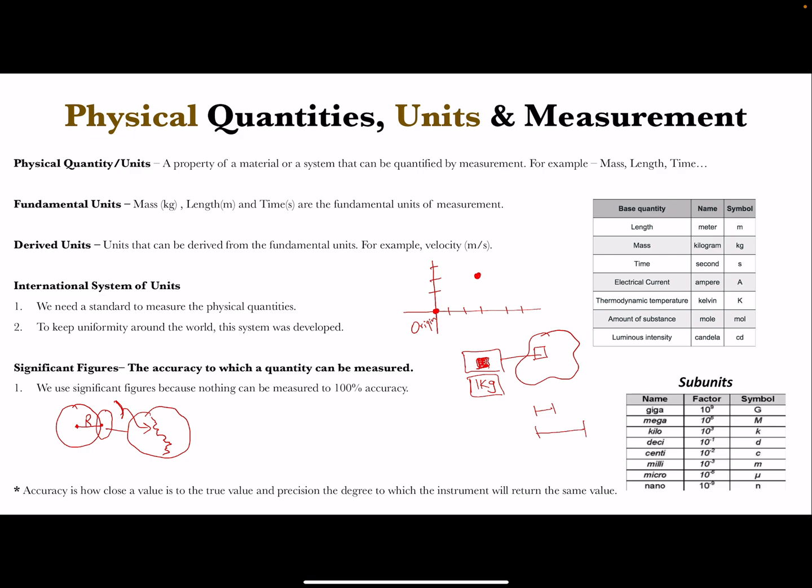But we can get accurate if we use instruments that give us more significant figures. What I mean by that is, for example, when you used a meter rule to measure the length between these 2 points, you got 2 centimeters, let's say.